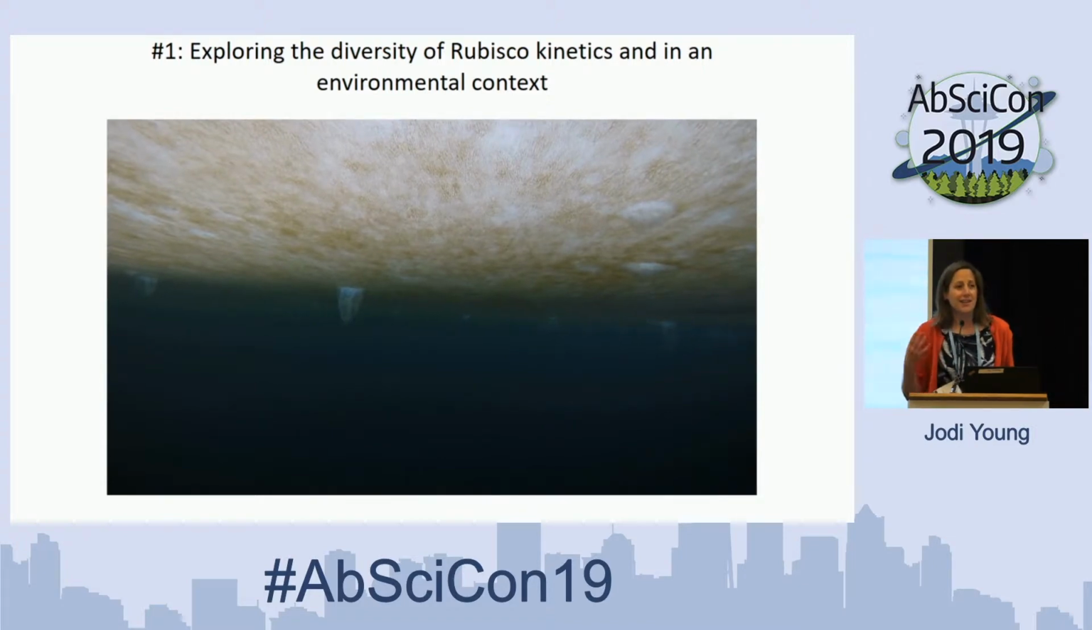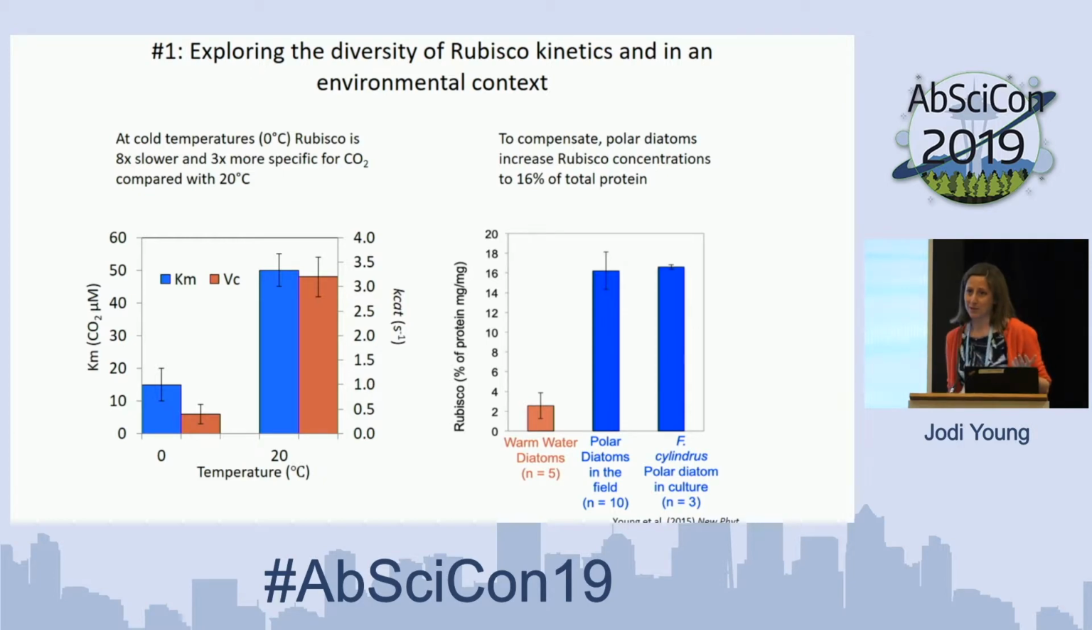So we know that temperature has a big effect on how enzymes work, and Rubisco is no exception. And from what we can see, extracting Rubisco from polar diatoms, from warm species, all these different things, it doesn't look like Rubisco is cold adapted, which means at cold temperatures, it slows down dramatically. So in pink here, I'm showing you the carboxylation rate, which is on this axis here, at 20 degrees and at 0 degrees Celsius, and you get an 8-fold reduction of carbon fixation speed going from 20 to 0 degrees Celsius. All right, so it slows down a lot.